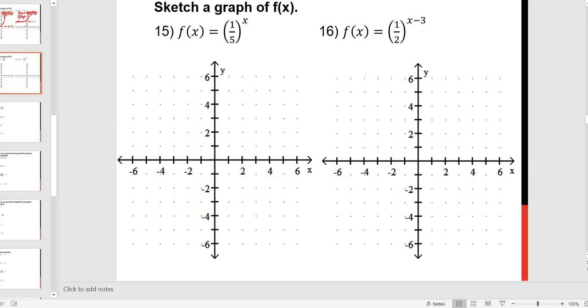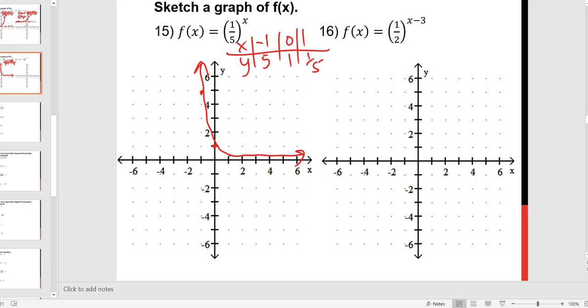Next two follow the same process, so I'm basically graphing the same 3 points: -1, 0, and 1. 1/5 to the -1 gives me 5, to the 0 gives me 1, to the 1 gives me 1/5. What that does is it basically switches the overall look of the graph. Now it gets closer to 0 to the right, and it shoots up like a rocket to the left.